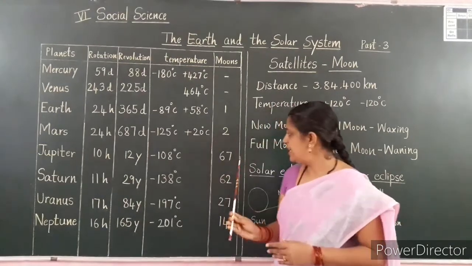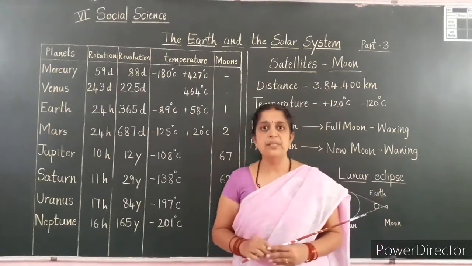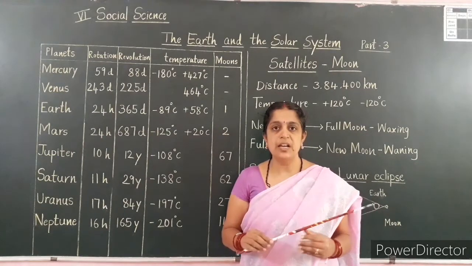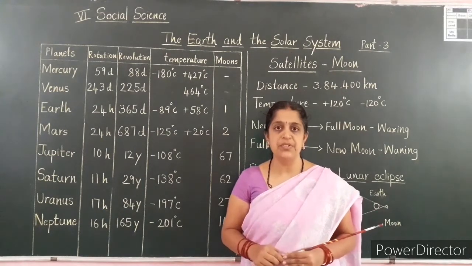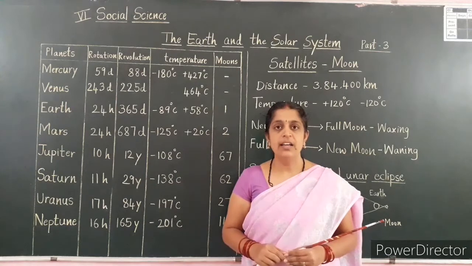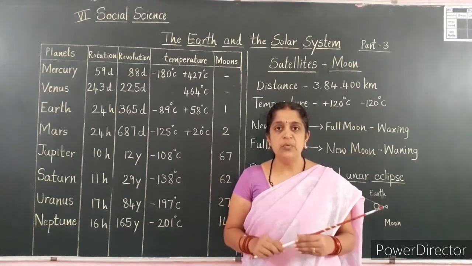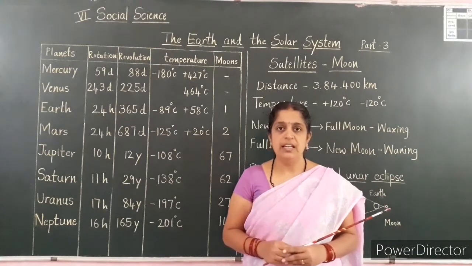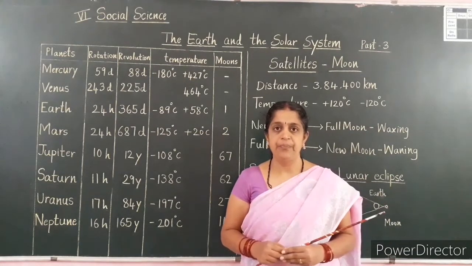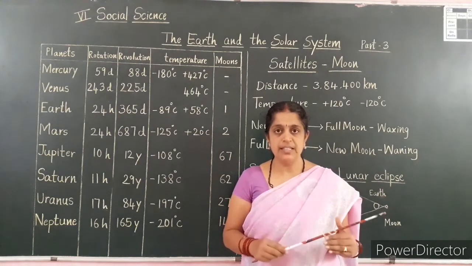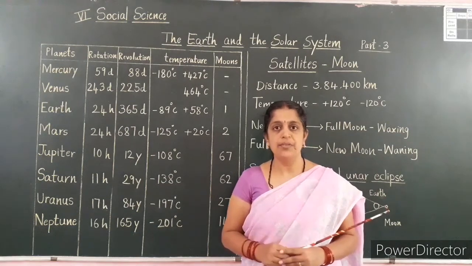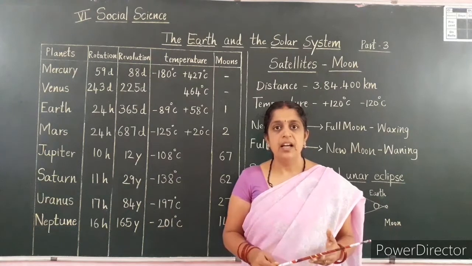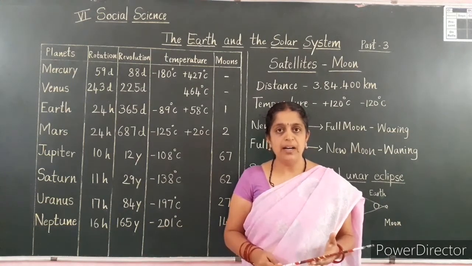Among these moons, 4 famous moons are there. Those famous moons are called the Galilean moons. Why? Because these moons were discovered by Galileo Galilei in 1610. So in his name, these moons are called. Those are Ganymede, Io, Europa and Callisto.